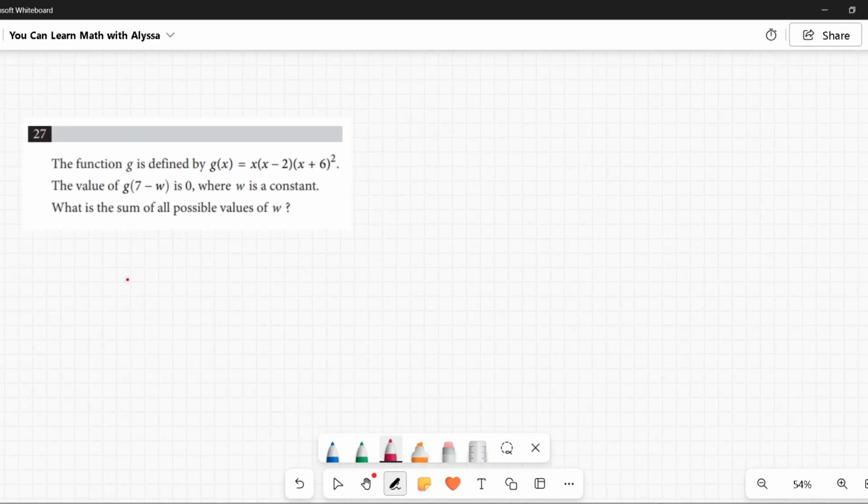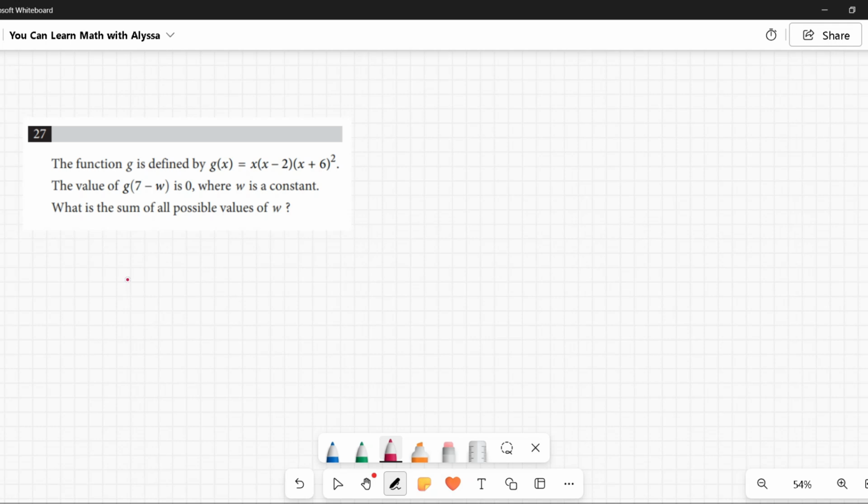All right, last but not least, 27. The function g is defined by g of x equals x times x minus 2 times x plus 6 squared. The value of g of 7 minus w is 0, where w is a constant. What is the sum of all possible values of w?